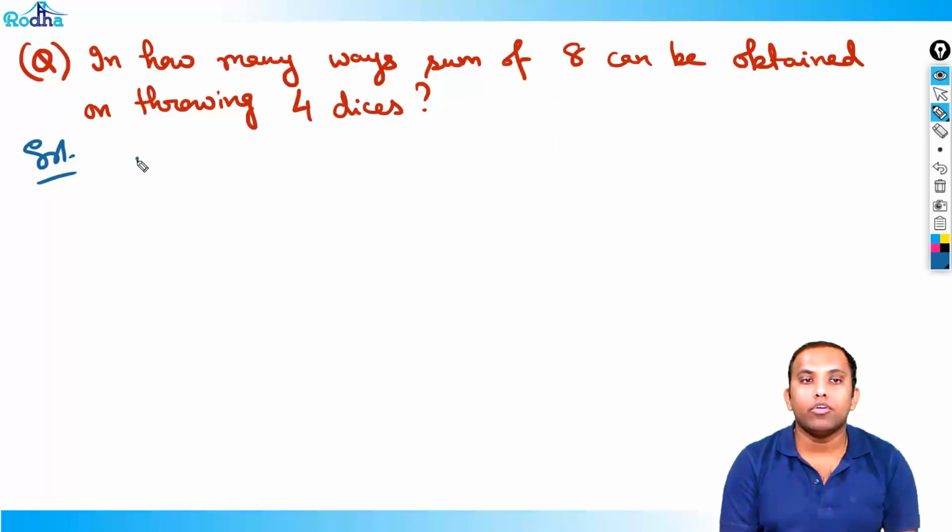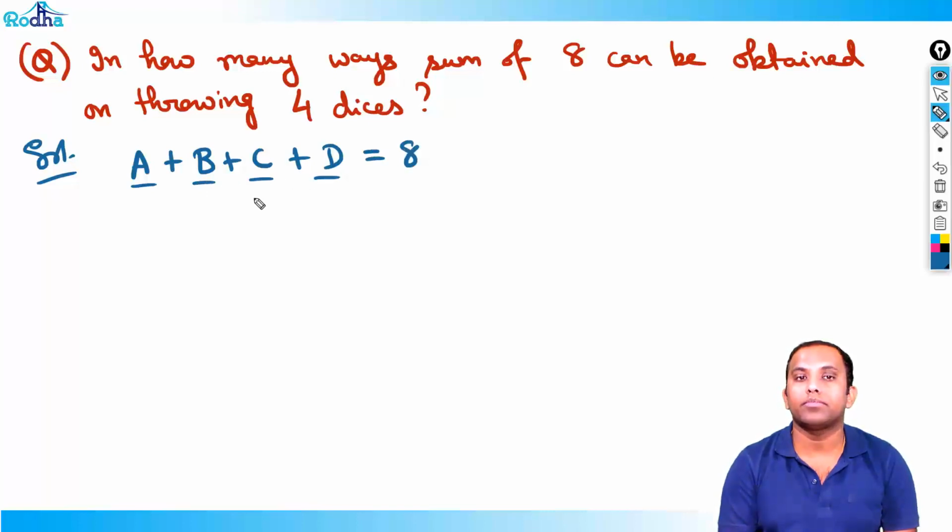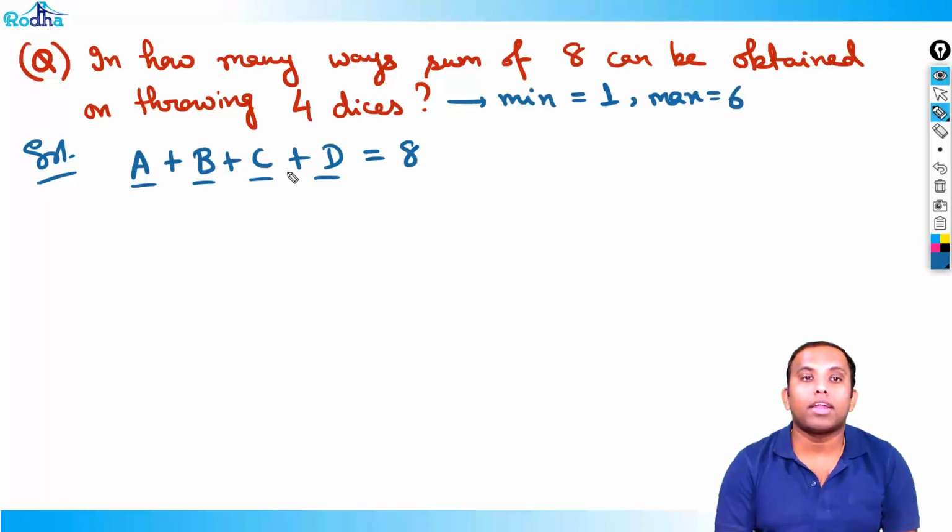So let the first dice be A, the second dice be B, the third dice be C, and the fourth dice be D. Okay. So now A plus B plus C plus D is equal to how much? Is equal to 8, right? But put the conditions. What are the conditions? They are dices. That means dices will have minimum value 1 and maximum value 6. Very important, right? So simply can't write A plus B plus C plus D equal to 8 and say total 11C3 solutions.